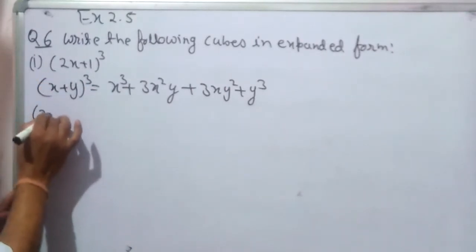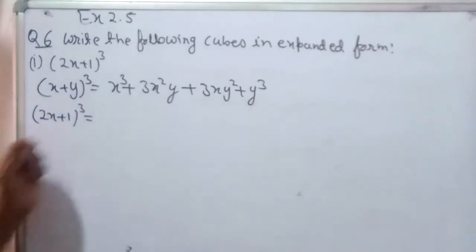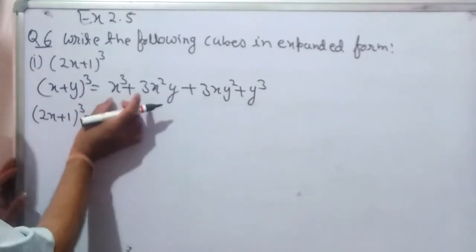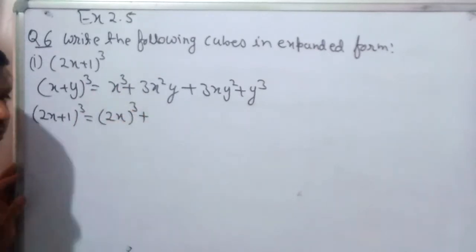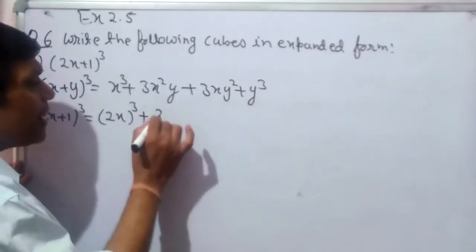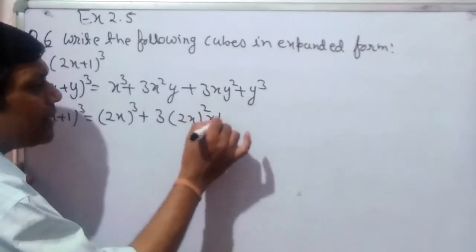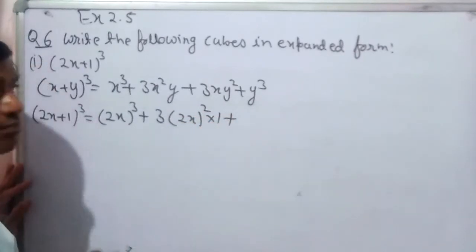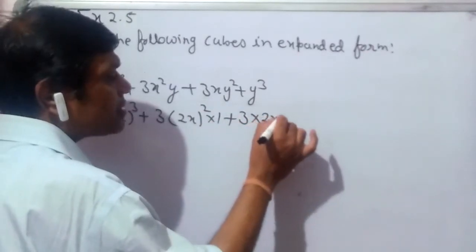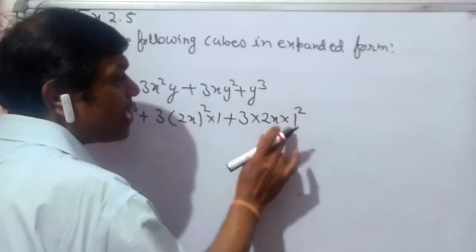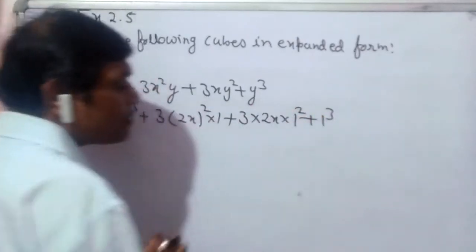In place of x we have 2x. In place of y we have 1. So we put the same over here. In place of x, 2x, cube of it, plus 3 multiplied. In place of x we have 2x square. In place of y, multiply with 1. Plus 3. In place of x we have 2x. In place of y square we have 1 square. Plus y cube, that's 1 cube.